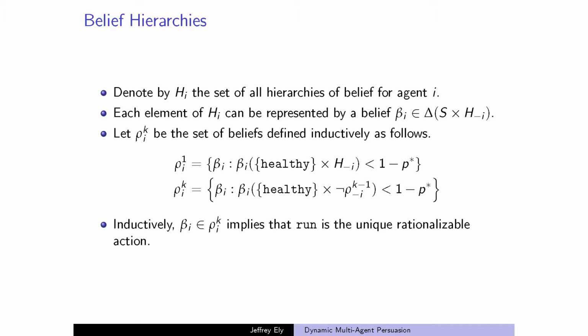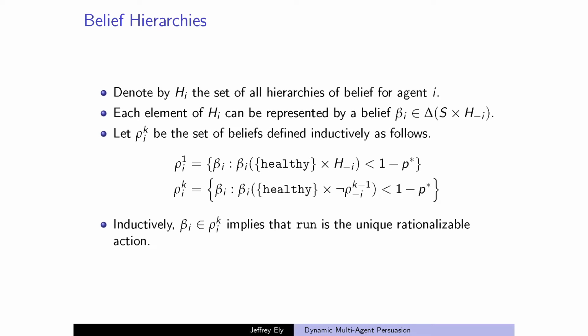Okay? So I'm going to talk in that language. So a hierarchy is a probability measure of this form. And I'm going to inductively define a set of hierarchies. The first set is the set of hierarchies under which the probability that the bank is healthy is small, less than 1 minus p star.